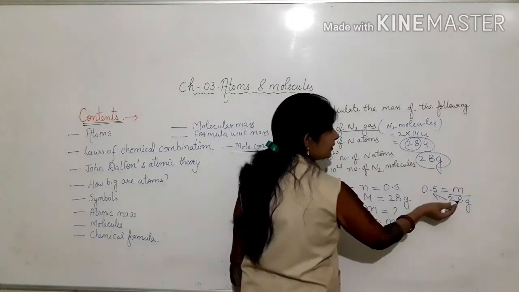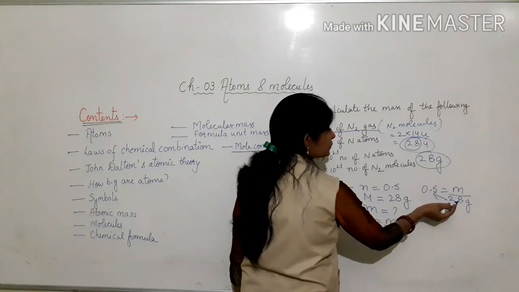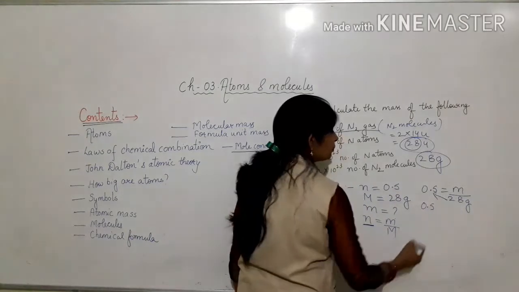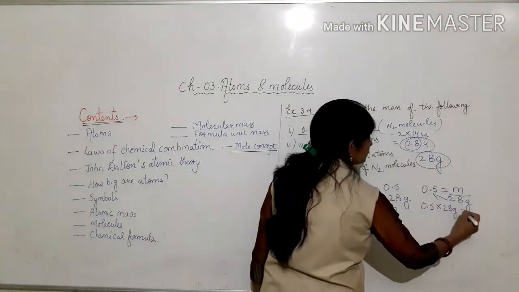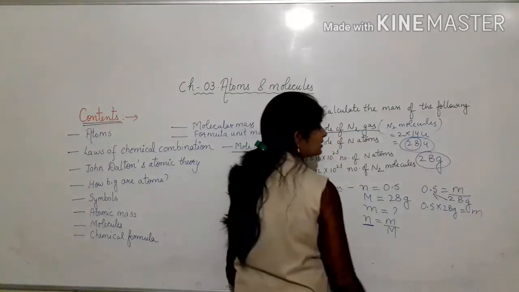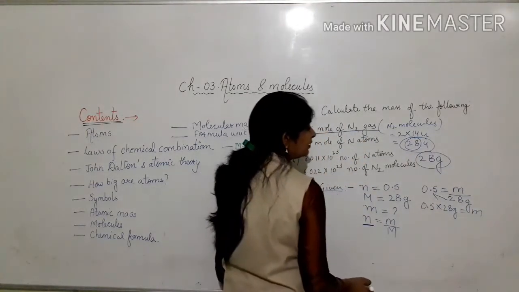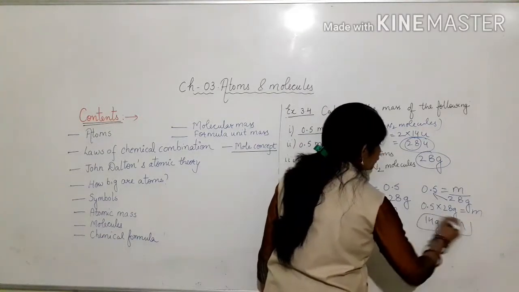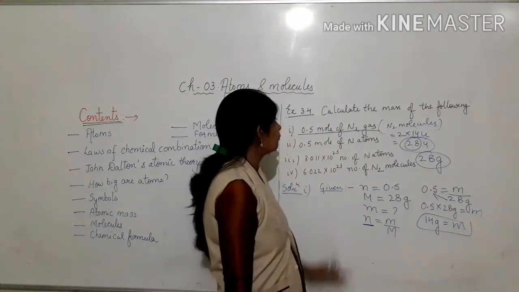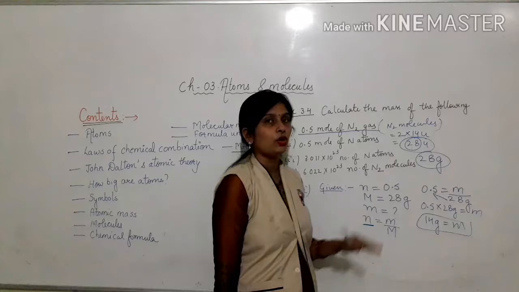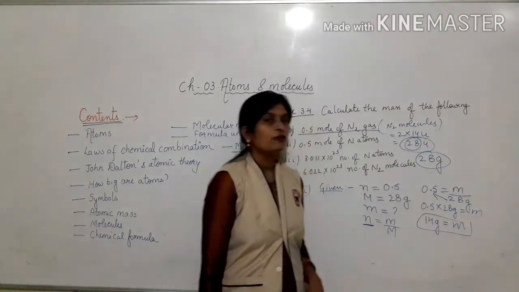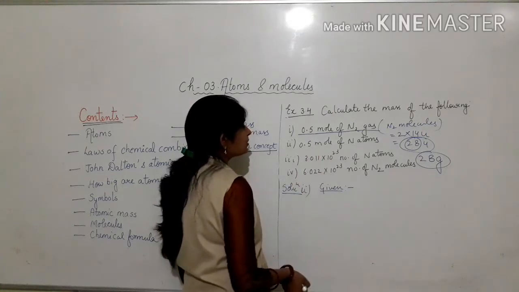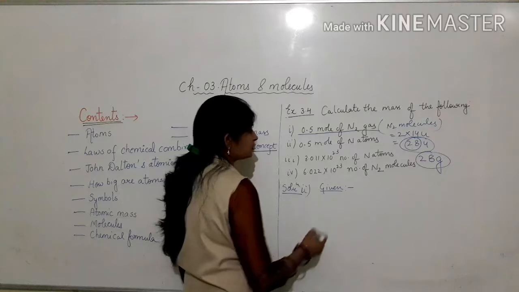Just transfer it from right to left. Here it is dividing m, so when it is transferred from right to left, it will multiply 0.5. Now mass m is equal to 0.5 into 28 gram, which is 14 gram. So the mass of 0.5 mole of nitrogen gas or nitrogen molecules is 14 gram.